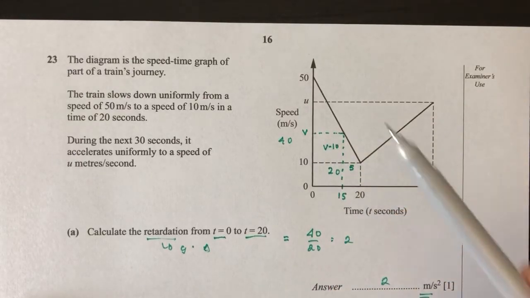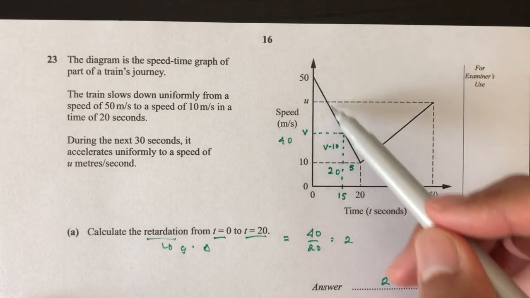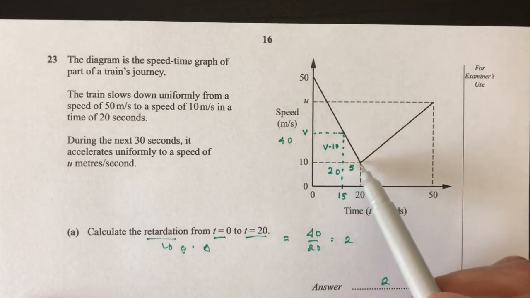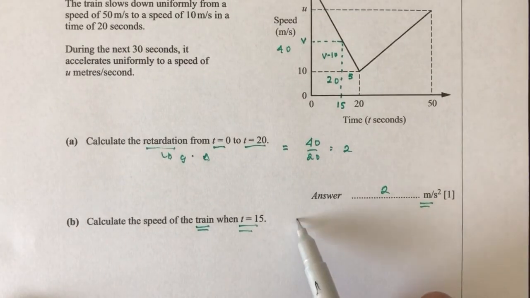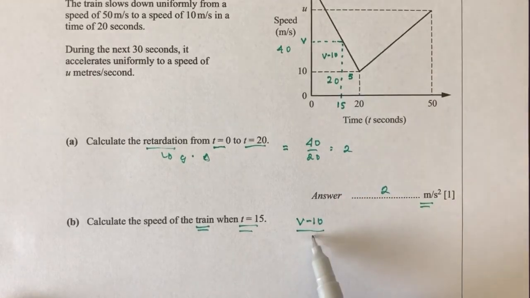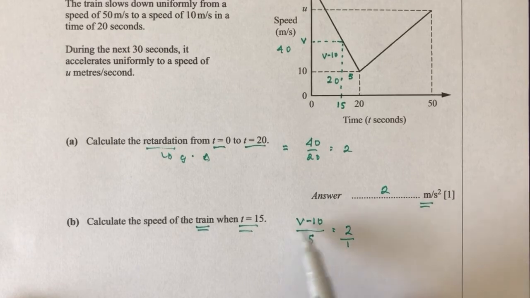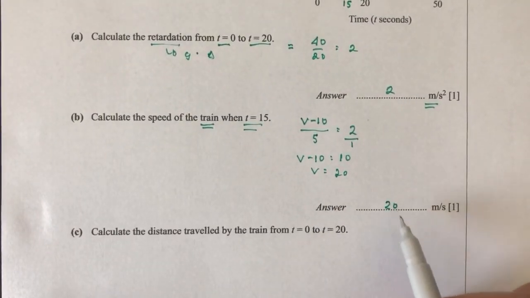So what do we know? We know that this line here has a gradient of 2, which means this one also has the same gradient. So let's find out. v minus 10 divided by the base, 5, should be equal to 2. Now find the value of v. So v minus 10 is 10. v will be 20. So 20 will be your answer for part B.